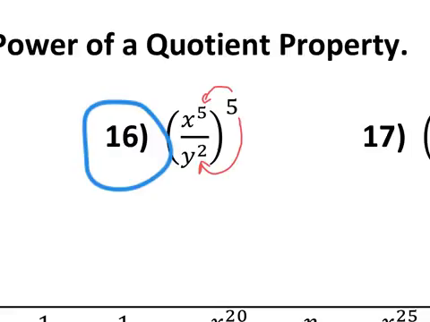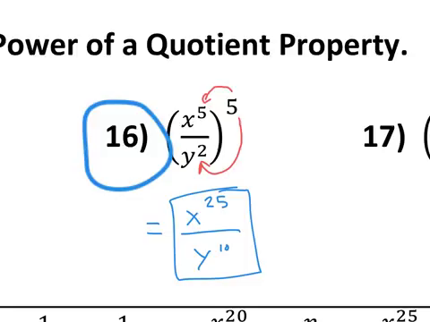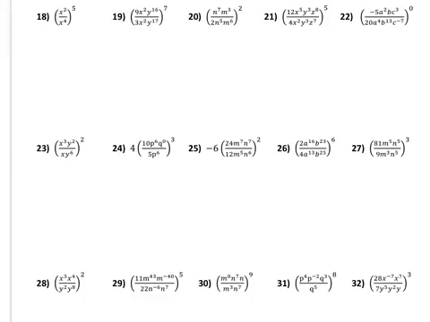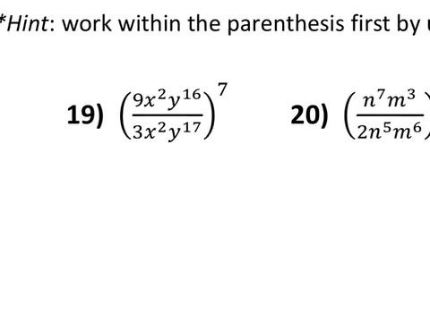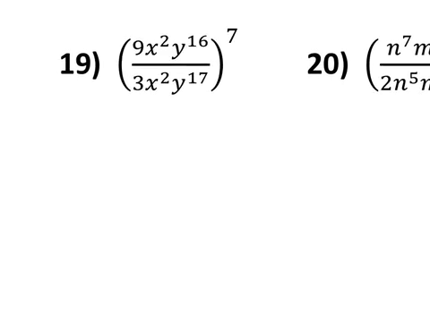So we have x to the 5th divided by y squared, and then that whole quantity to the 5th power. This will then simplify to x, and then 5 times 5 is 25, divided by y, and 2 times 5 is 10. And this is our final answer right here. Now, on the back side, there are some complicated problems. Let's do just one of these, and then see if you can practice and get the hang of it yourself.